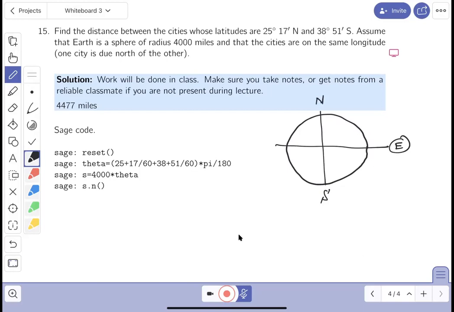Now, what does that mean? The cities are directly north-south of each other. So they're along a great circle, right? They're along a great circle that runs north-south. All right, I'll keep reading it to you.